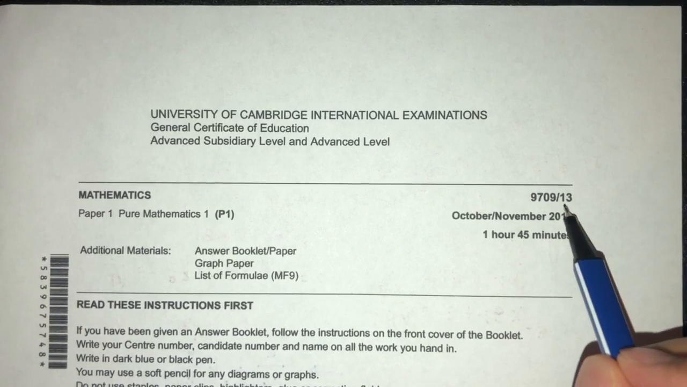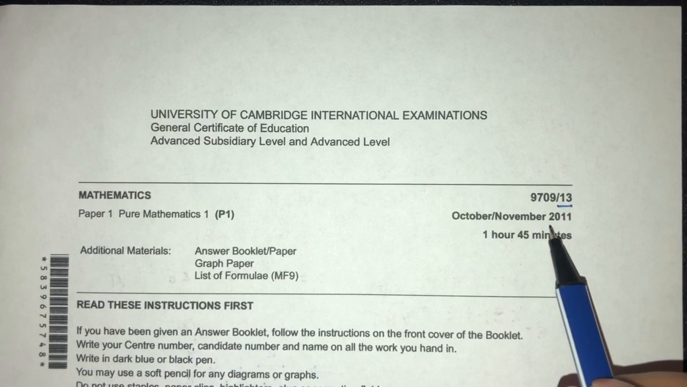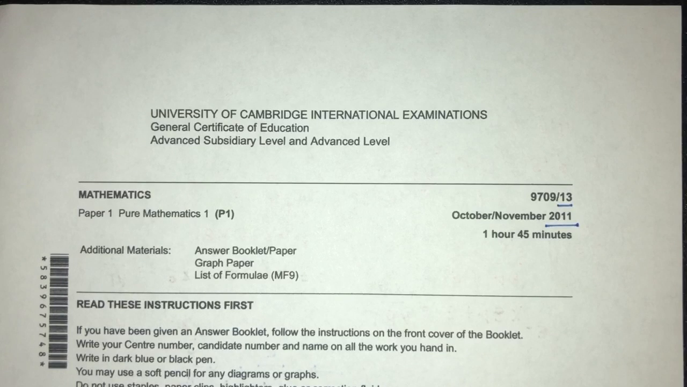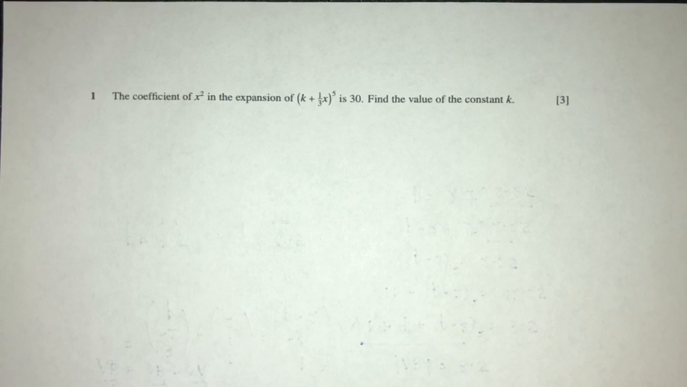This one is paper 1-3 of October-November 2011. Now, with that being said, obviously, let's move on to question number 1. So in this question, we have what?